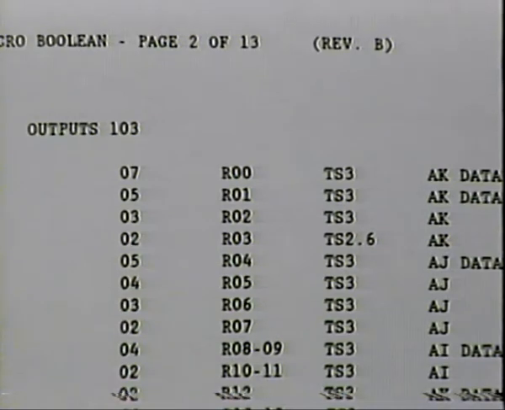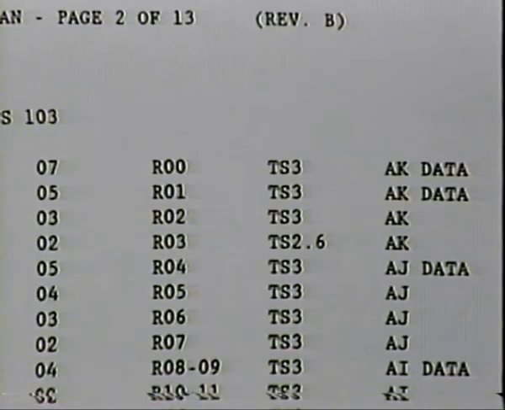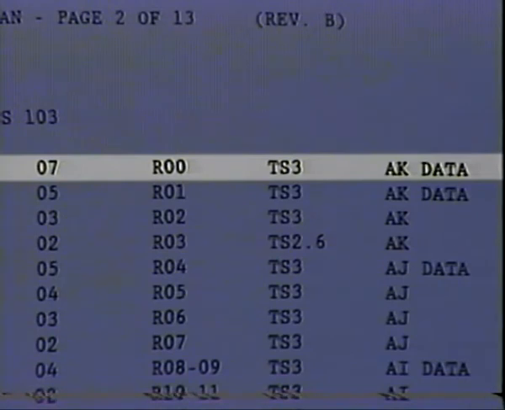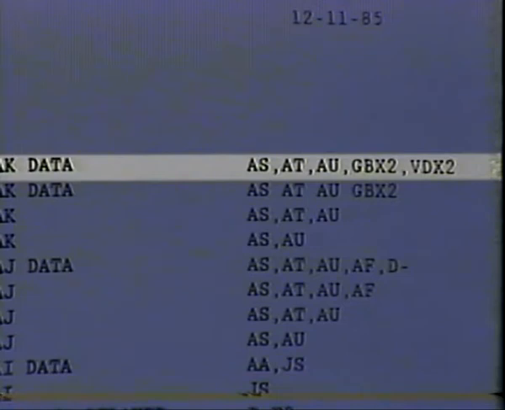The next page in the 3AR Boolean lists the output terms. In this example, there are 7 copies of R0 leaving the module. They leave at time segment 3, and the signal name is AK data. Each copy will go to one of the 7 modules listed. The GB times 2 designation indicates that 2 3GB modules are receiving copies. The same holds true for 2 3VD modules.